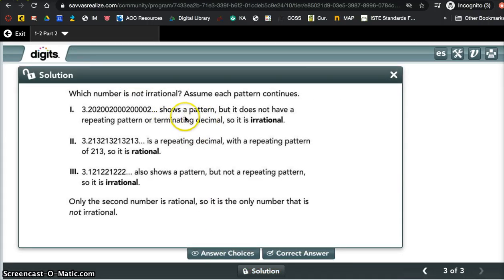All right, so the first one is showing a pattern, but it doesn't have a repeating pattern or a terminating decimal, so it's irrational. The second one is a repeating decimal with a repeating pattern, so it is rational. And the third one is a pattern also, but doesn't repeat, so it is irrational.